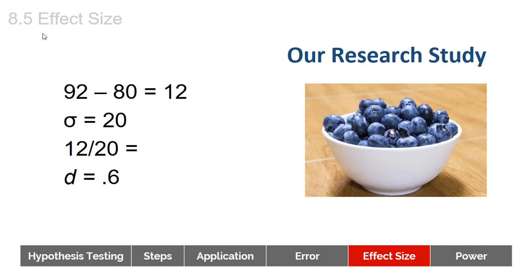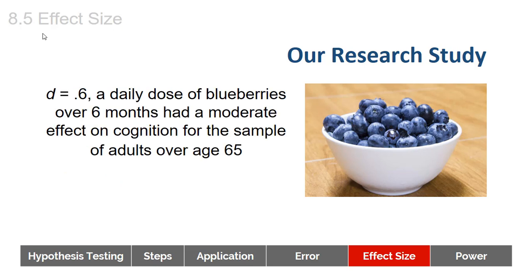12 divided by 20 gives us a Cohen's d of 0.6. And so therefore, our research study, where people had a daily dose of blueberries over 6 months, had a moderate effect on cognition, or medium effect, for the sample of adults over age 65. So this is the way that we gauge sort of the practical significance. Yeah, I guess that kind of means something. That's enough of a boost in cognition that it would make me want to eat blueberries.